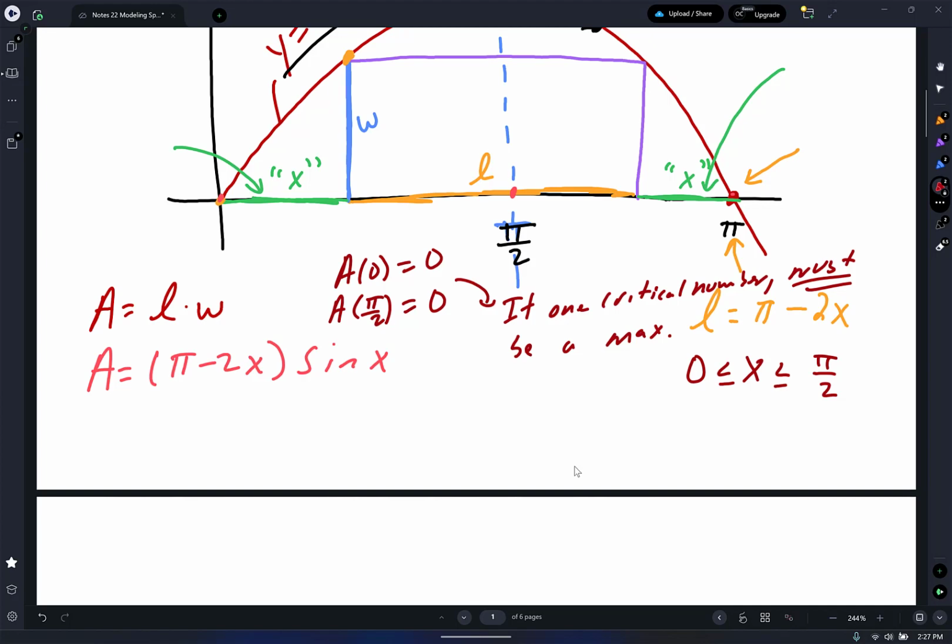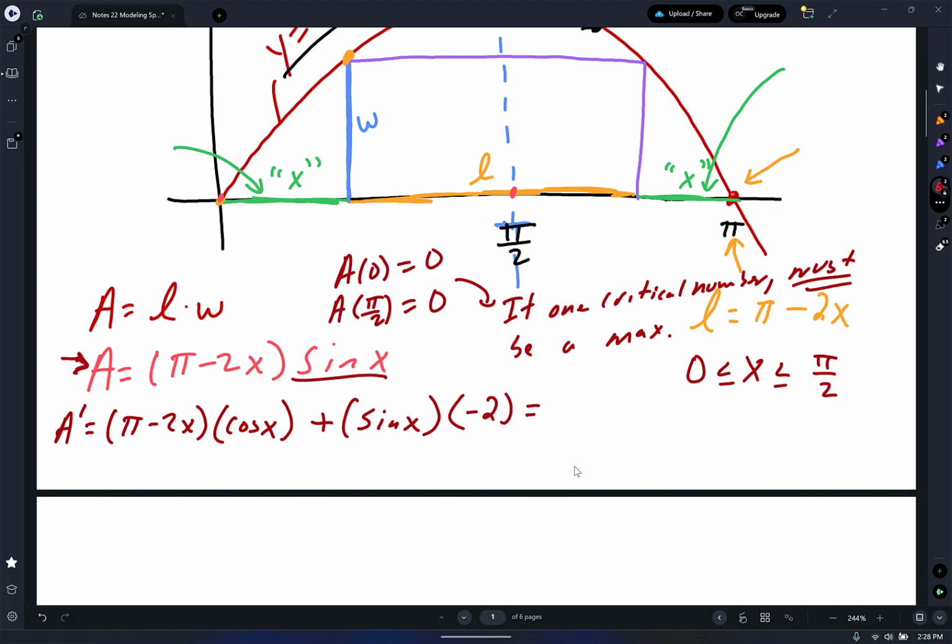Let's get our critical number. I'm going to find a derivative. This is what I want to maximize. That's what I'm going to take a derivative of. Does that make sense? So I'm going to write A prime equals first, pi minus 2x, times the derivative of the second. What's the derivative of sine x? Cosine x, plus second, sine x, times the derivative of the first. What's the derivative of the first? Negative 2. I'm going to set that equal to 0.